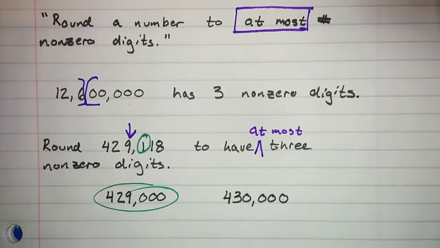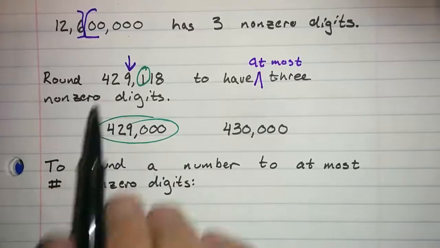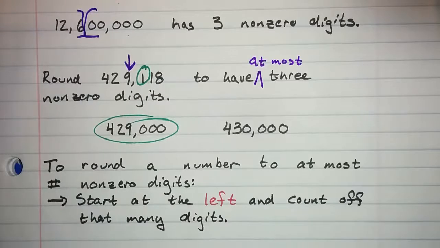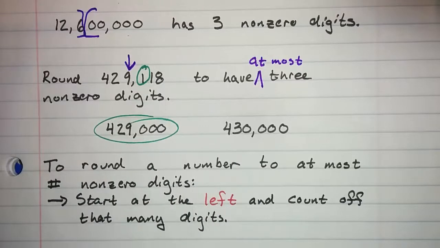How do we then round a number to have at most some number of non-zero digits? Well, we start at the left and count off that many digits. That's a little bit weird, right? Starting to count from the left. Usually we start from the right when we're working with large numbers. But to the left is where the non-zero digits in a rounded number show up, right? We have some non-zero digits and then a bunch of zeros to hold the place. So the reason that we start at the left is that's where our non-zero digits are going to be found.